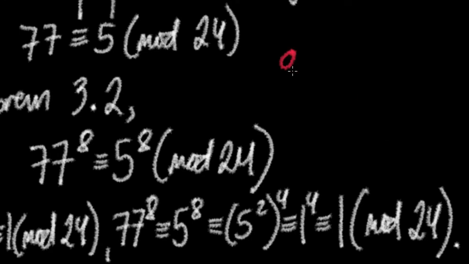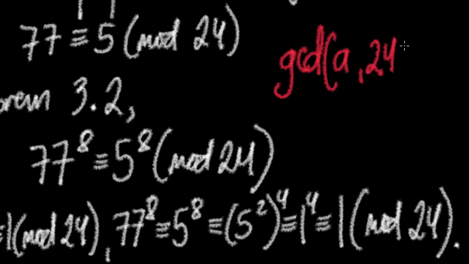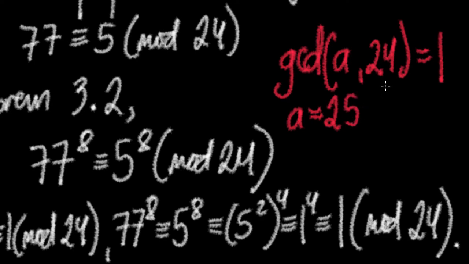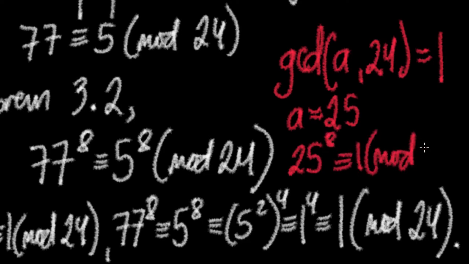Any number which is relatively prime to 24 will make this congruence true. For example, if we let a be 25, which is relatively prime to 24. Indeed, by Euler's theorem, 25 raised to 8 is congruent to 1 mod 24. We can prove that by Euler's theorem.